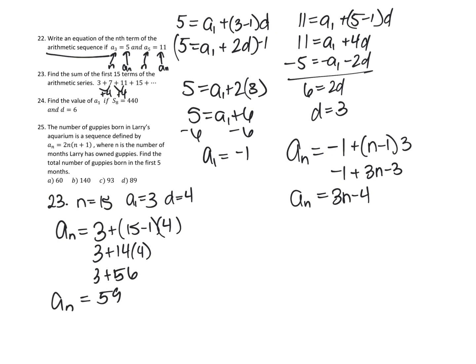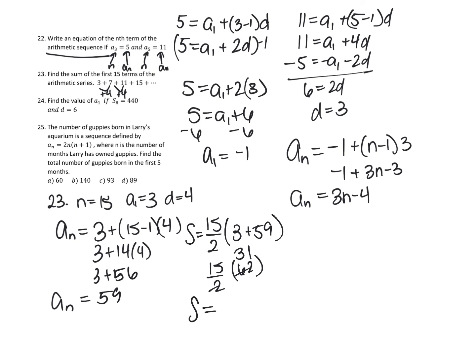Now I can find my sum. 15 over 2 times a1, 3 plus 59. 15 over 2 times 62, that's 31, times 15, 465. So the sum of the 15 terms is 465.